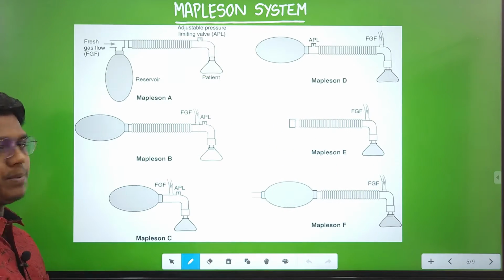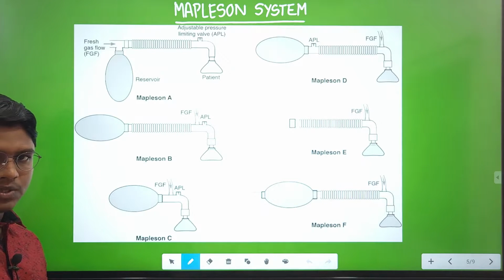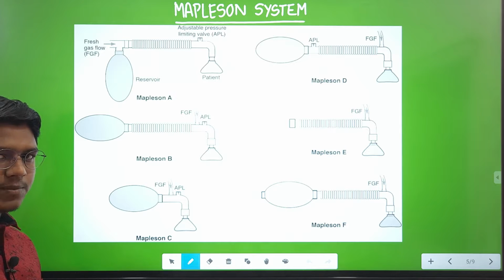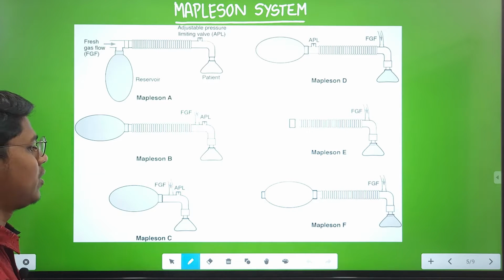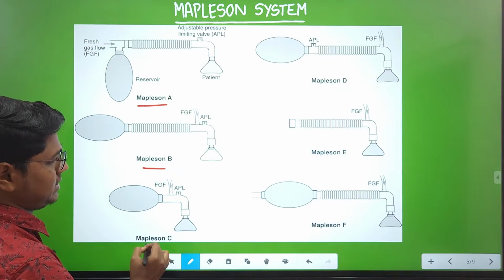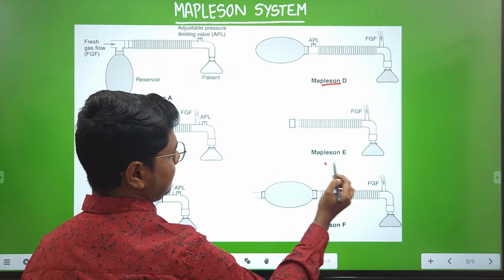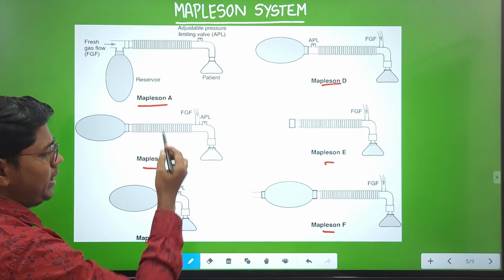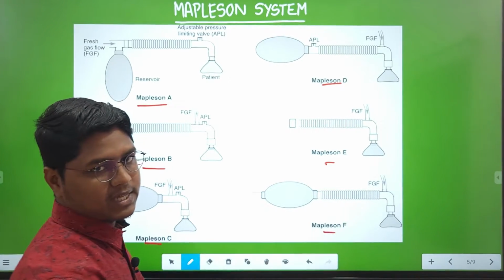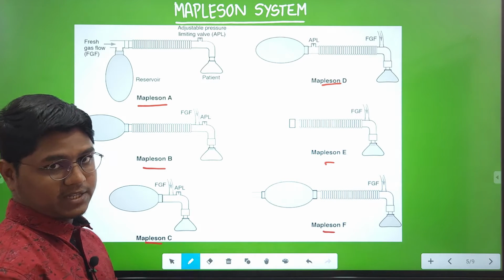See, this is Mapleson system. Mapleson system comes under non-rebreathing circuits. I told you there will be partial rebreathing, but it mostly comes under non-rebreathing circuit. Here Mapleson A, B, C, D, E, F. I already told you A, B, C, D are adult circuits. E and F, they are pediatric circuits.